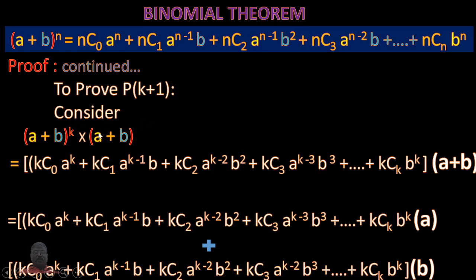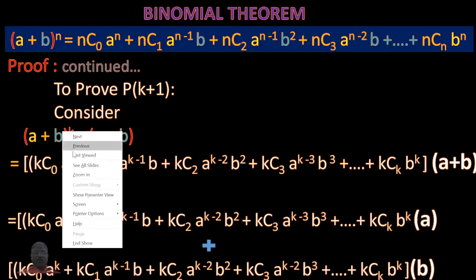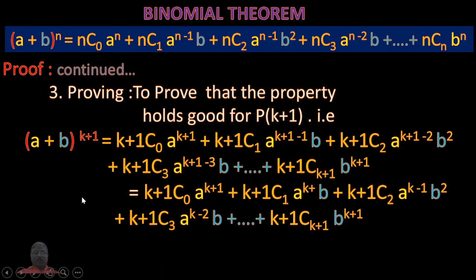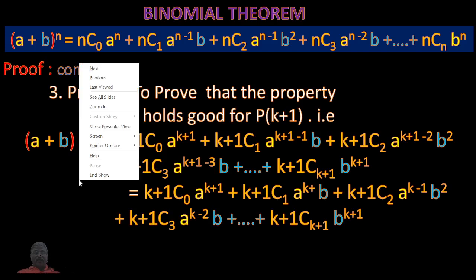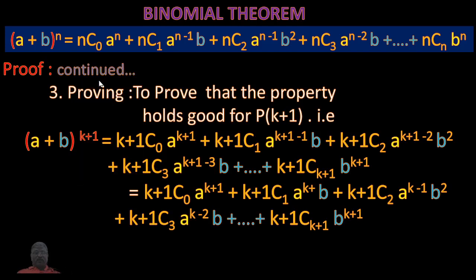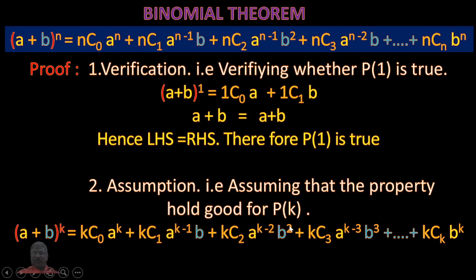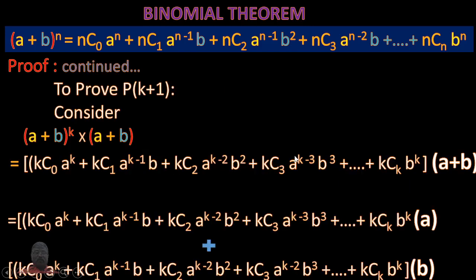We have to consider (a+b)^k into (a+b). We already know what (a+b)^k is. In the previous step, we can see that we have got (a+b)^k in the assumption step. Same thing, we are taking one more time and multiplying by (a+b). That is the proving step we are going to do now. See here, (a+b)^k into (a+b) we are going to multiply.